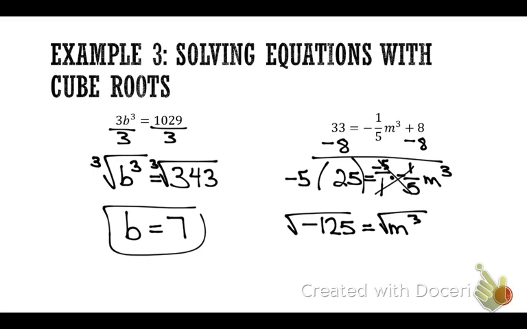Here's the other common mistake that I'm seeing. This. What did I forget? The 3. You've got to have the 3 to show me you're taking the cube root. And then what's the cube root of negative 125? Negative 5 equals m, or m equals negative 5. And that's my answer, and that's everything you need to know for section 9.3.